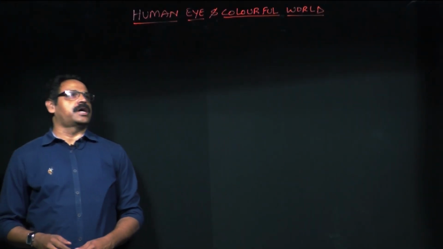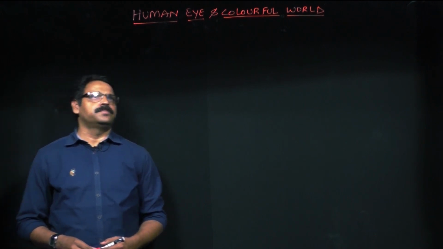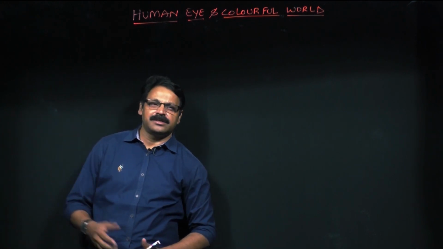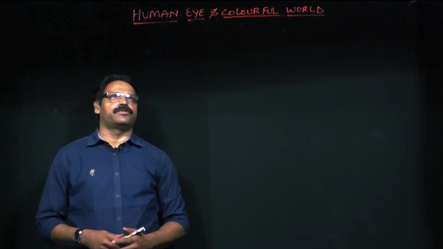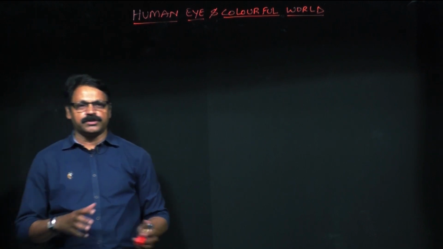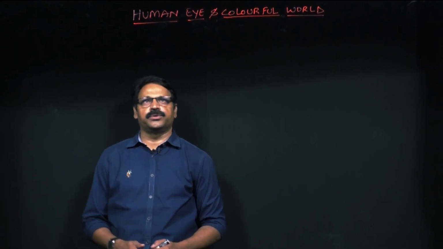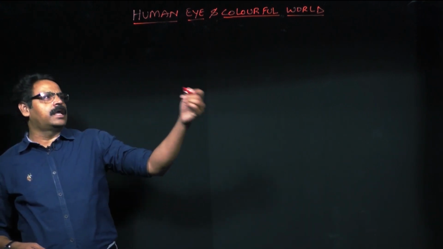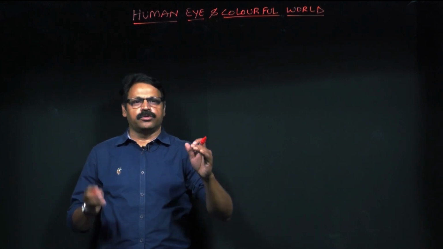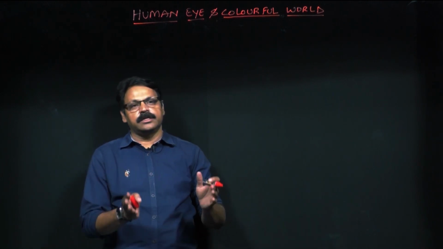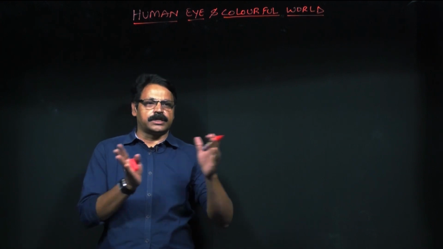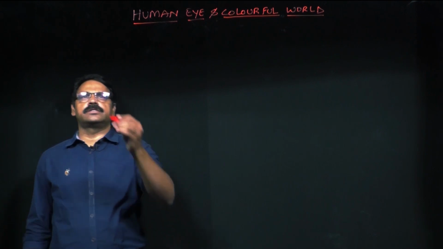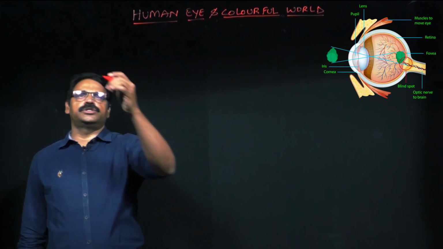We'll now look at a chapter called Human Eye and Colorful World. Here, first we'll see the human eye. The human eye is made of a natural lens in fact, and it consists of various parts which we have already seen in our previous video. We'll just recap what we have seen, then discuss how the human eye focuses anything that we see, that means an object, how it is focused into the human eye.